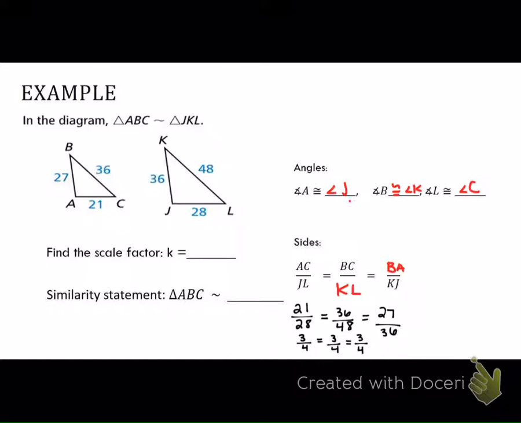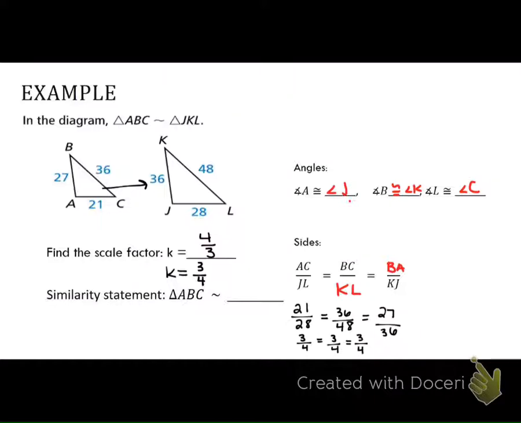So your scale factor is depending on which way it's going. If it was going this way, it's getting larger, it would be 4 over 3, right? As an enlargement. Or it could be 3 over 4, depending on the direction. So it doesn't matter which way you write that. So again, you already have the similarity statement. We have it up there as JKL. Questions there?